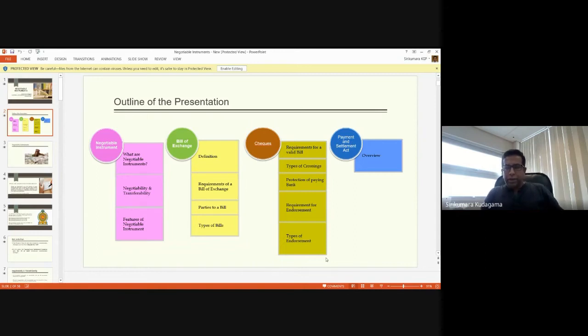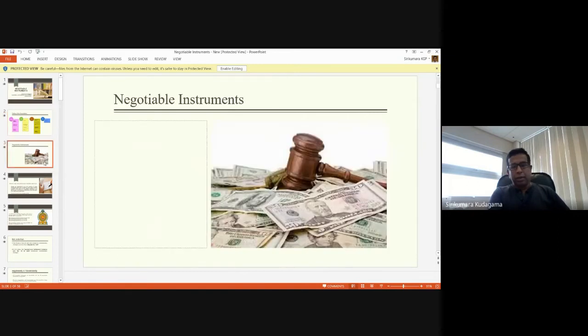checks, different crossings, and the protections available to the paying banker and then to the collecting bank and so on, about endorsements and other things, and a little bit about the Payment and Settlement Systems Act and how it has changed the scope of negotiable instruments, and mostly checks in Sri Lanka.